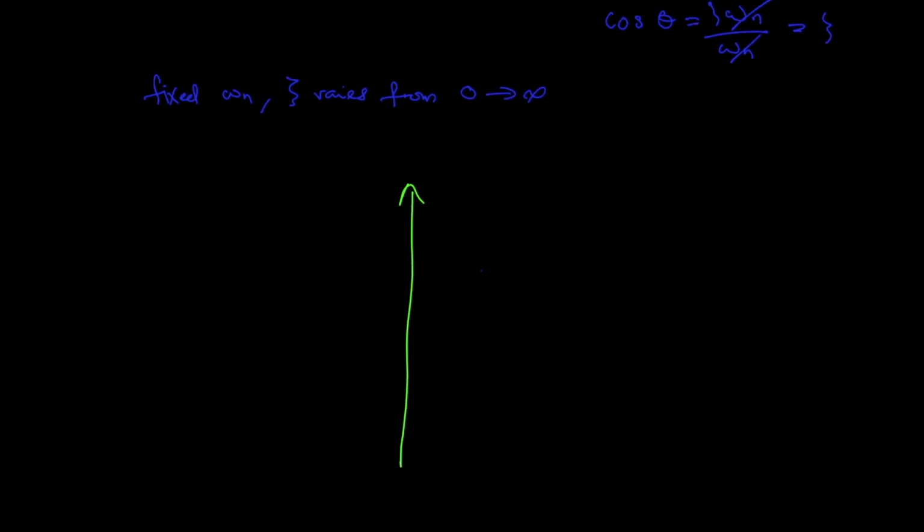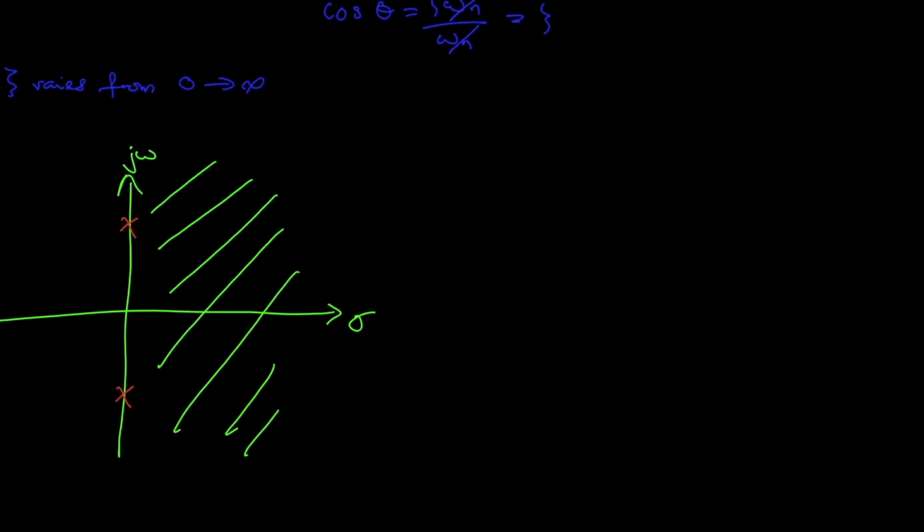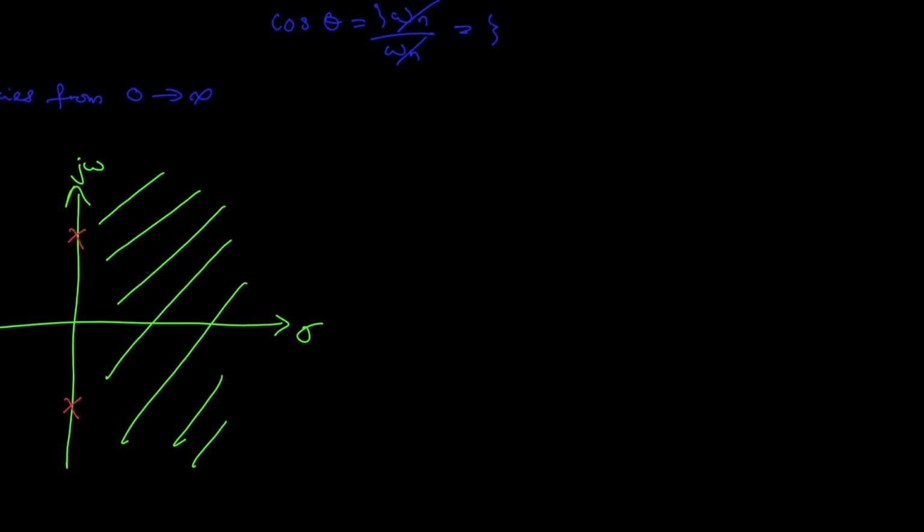Our scope of discussion is only the left-hand side of the S-plane, since the system will be unstable on the right-hand side of the S-plane. So we will not cover an unstable system. Let's get started where the poles are on the j omega axis.